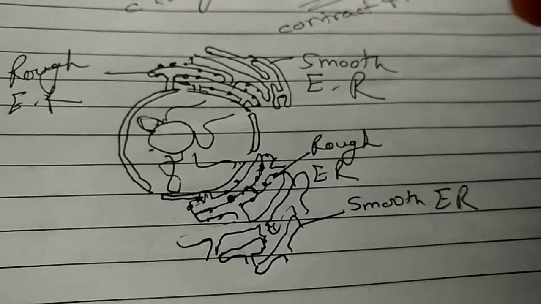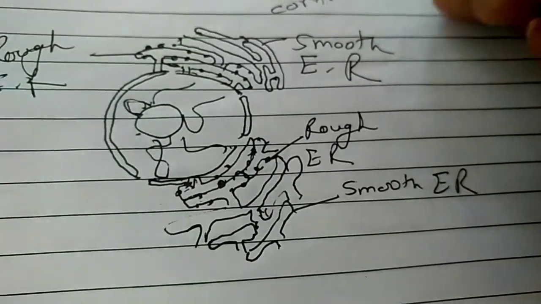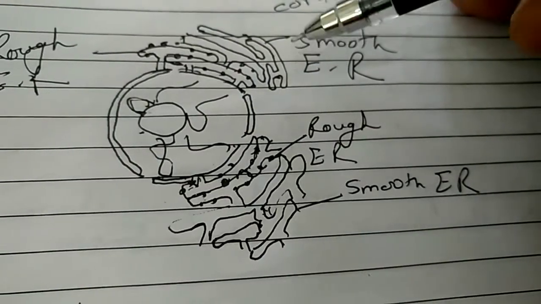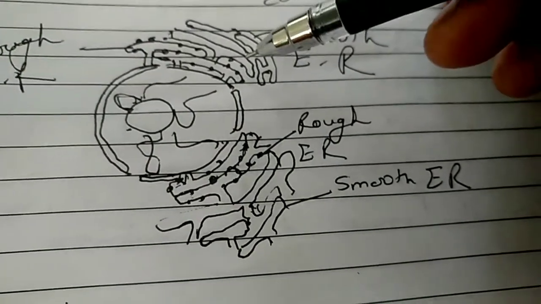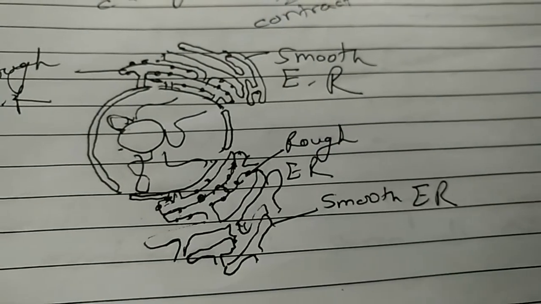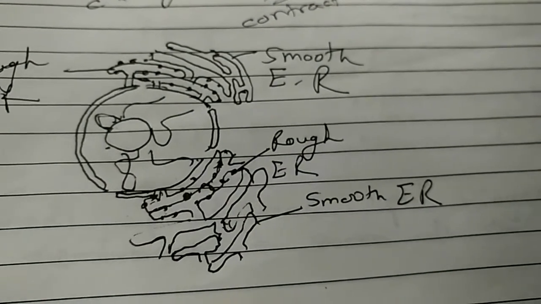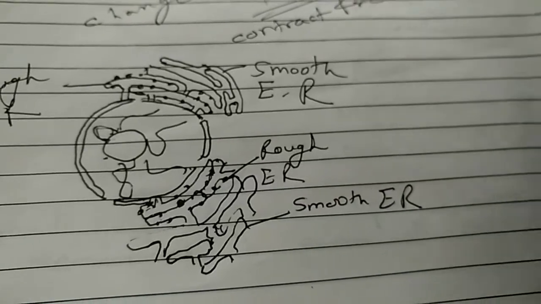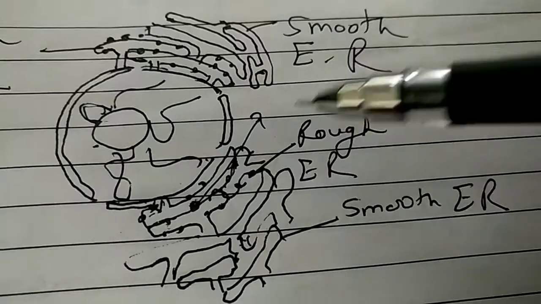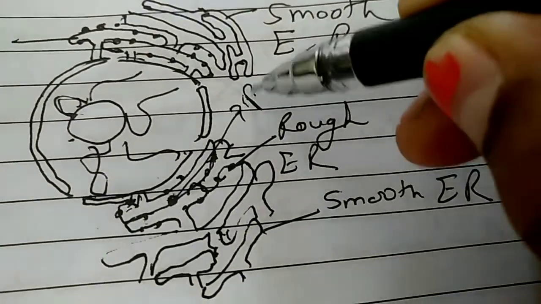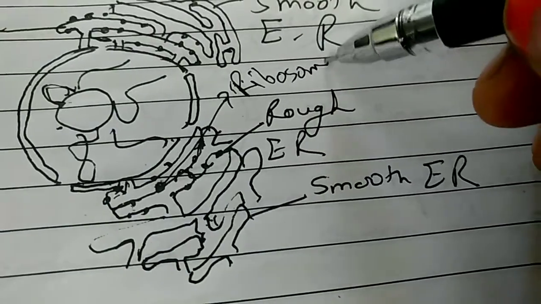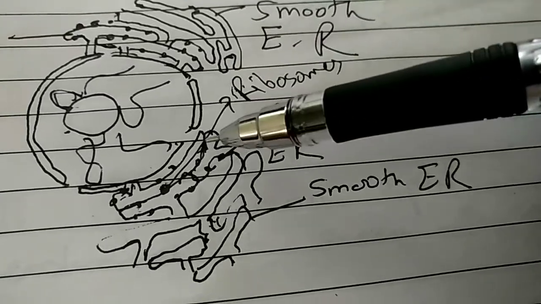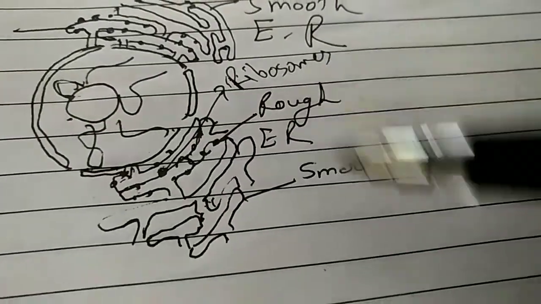This endoplasmic reticulum starts from the nuclear membrane and is continuous up to the plasma membrane or cell membrane. It gives support to the cell. There are two types of endoplasmic reticulum. Now this granular structure, they are called ribosomes. When the endoplasmic reticulum has ribosomes, it is involved in protein synthesis.